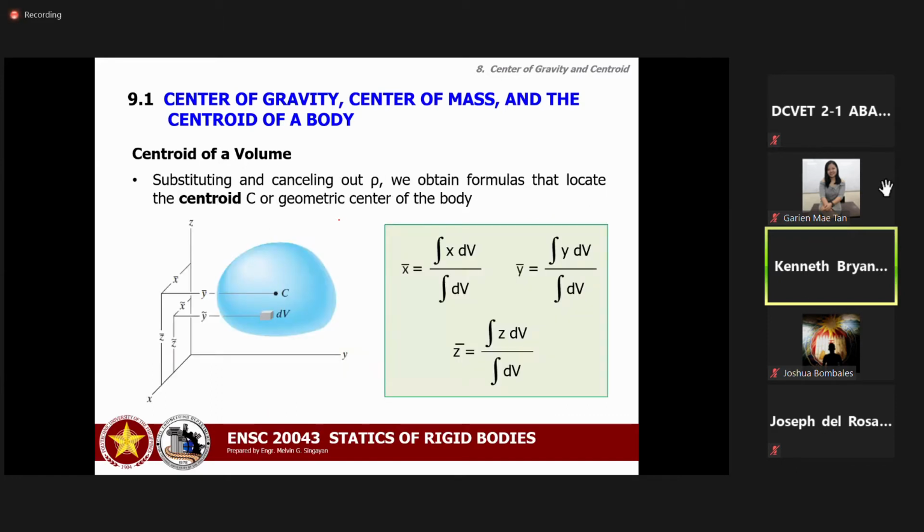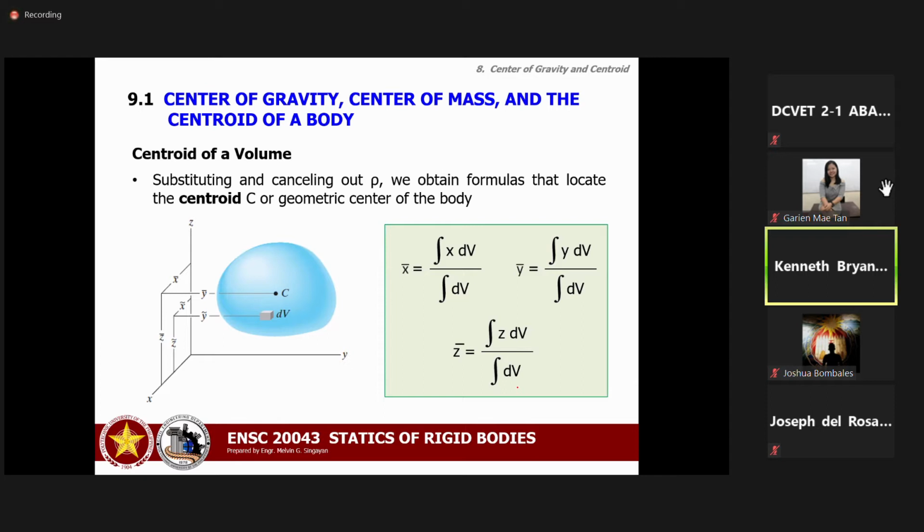Substituting and canceling out rho, we locate the centroid C, or the geometric center of the body. That is bar x equal to the integral of x dV over the integral of dV. Then we have bar y over the integral of dV. Then bar z is equal to the integral of z dV over the integral of dV. So those are the formulas for the center of gravity, center of mass, and the centroid of a volume.